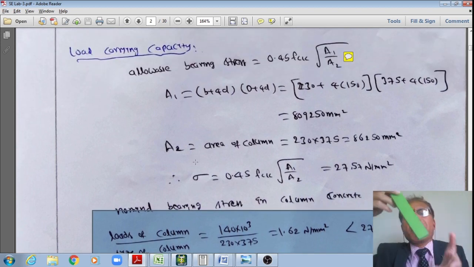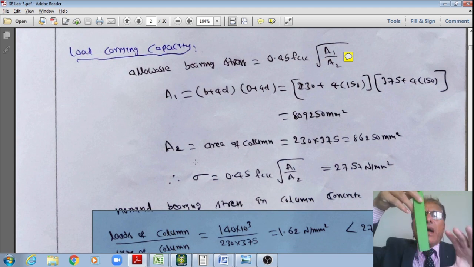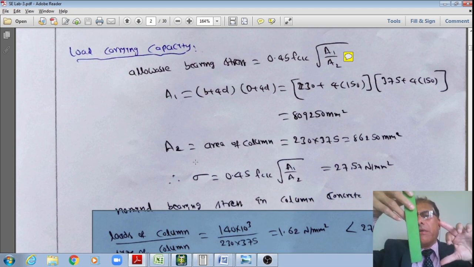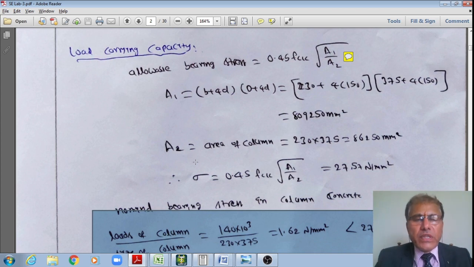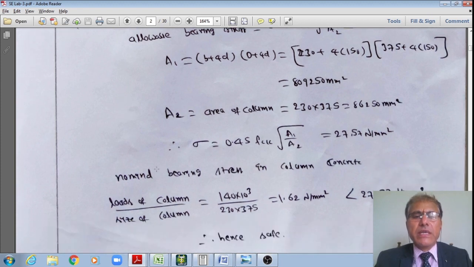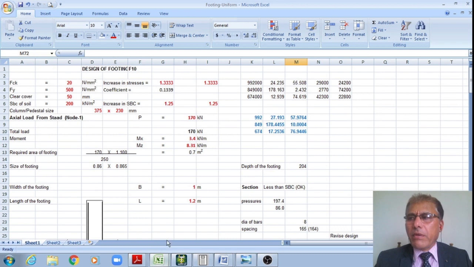I'm assuming that this column is supported on a pedestal of say some 0.6 or 2 feet height, right? Therefore, that 0.6 plus the depth of the footing, maybe 0.15. Therefore, just below the ground level, I am reaching a level of 0.95 or 1 meter from the natural ground level. That is my assumption. Therefore, that is how the design of a footing using manual calculations is done.